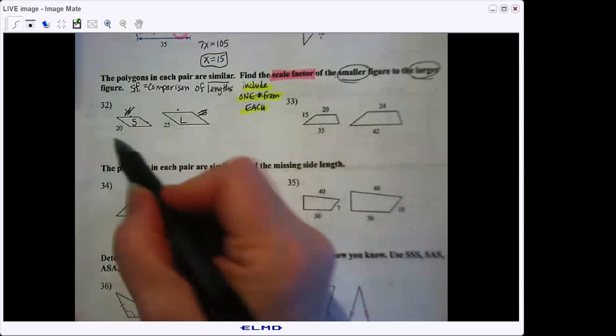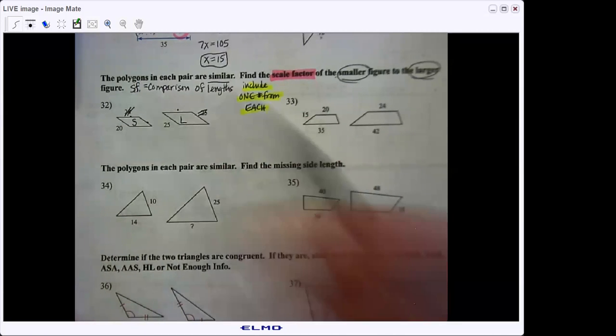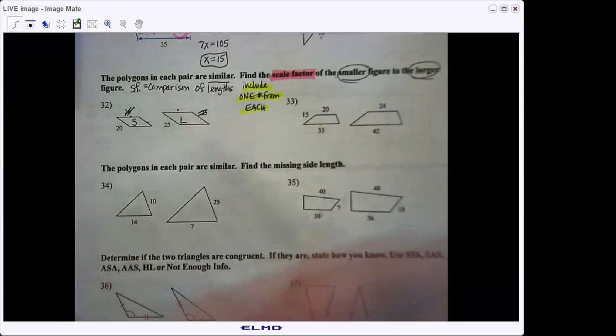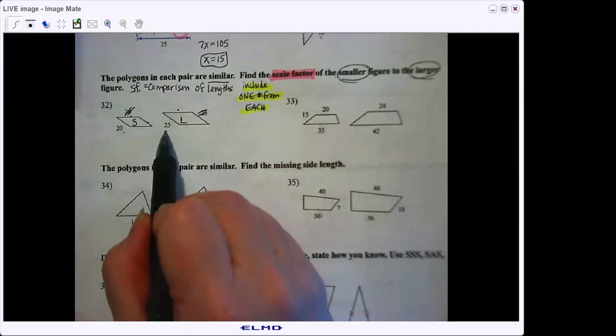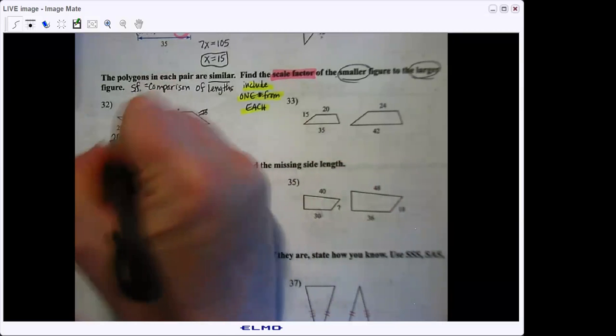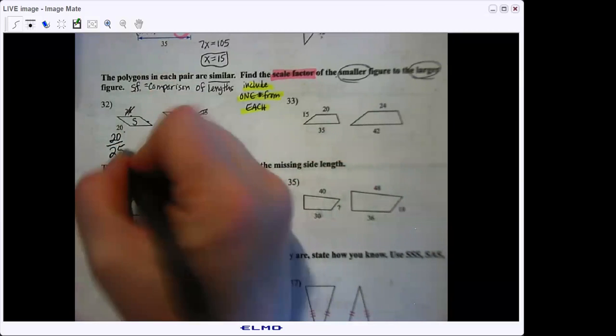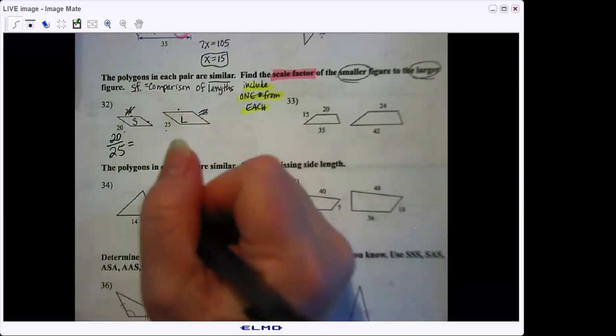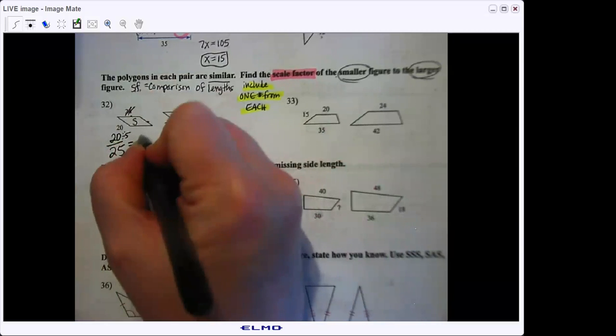So that leaves me with the left sides. And remember, I do want smaller over larger because they could have given me the larger first, and then I'd have to switch it. So the smaller over the larger, we're doing the left over left. So you'd have 20 over 25. That's a comparison of two lengths. But we're going to reduce that. We always simplify. Reducing by 5s, we're going to do 4 over 5. And you're done.